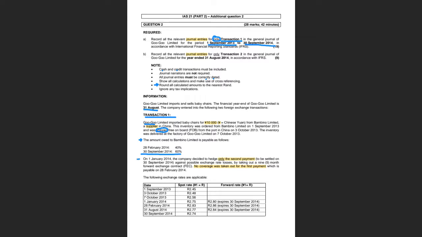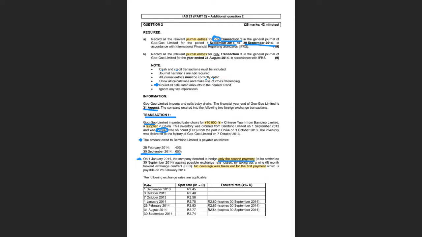So I'm reading where it says on 1 January 2014, the company decided to hedge only the second payment, right? So which payment? Only the second payment. So question, are they taking out the FEC for the amount of 10,000 yen? Your answer in the chat now, yes or no.